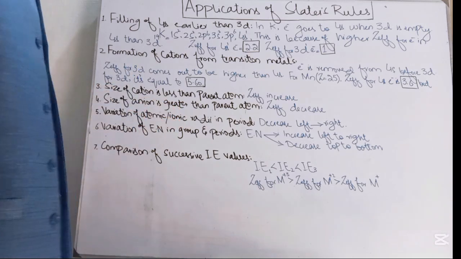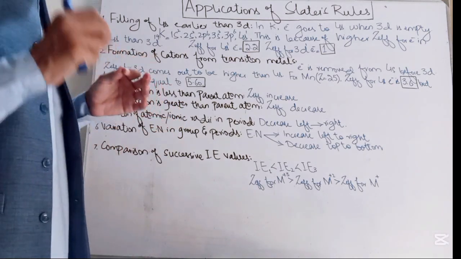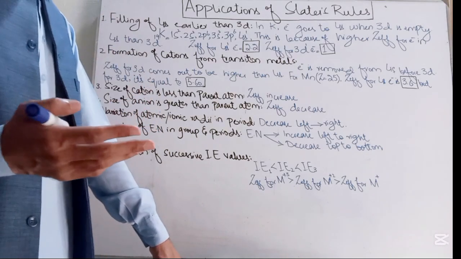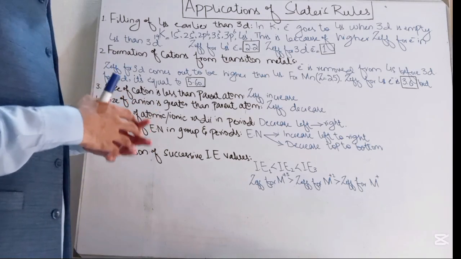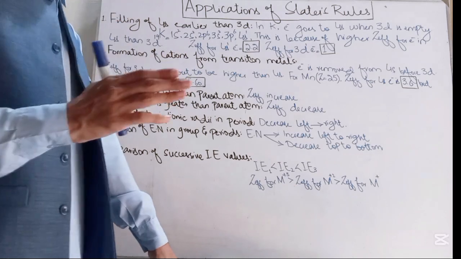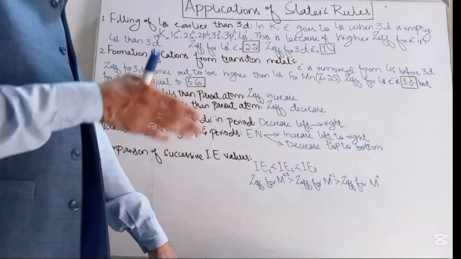The next application is that the size of an anion is greater than the size of the parent atom. Both these questions are very important. It is also asked why the size of an anion is greater than the size of the parent atom. The reason is again related to the Z effective value. The Z effective value for the anion is smaller than that of the parent atom.